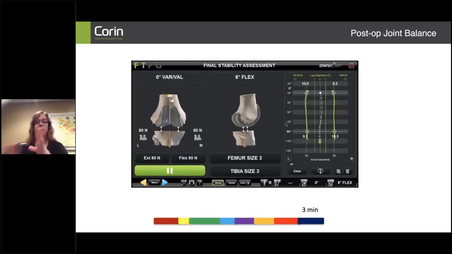Now, we have cut our femur. We have our trial femur. Again, size 3, in place, and then the final step is to put the balance bot back in, set it for 80 newtons, and see, did we get what we planned for? And they are remarkably close.